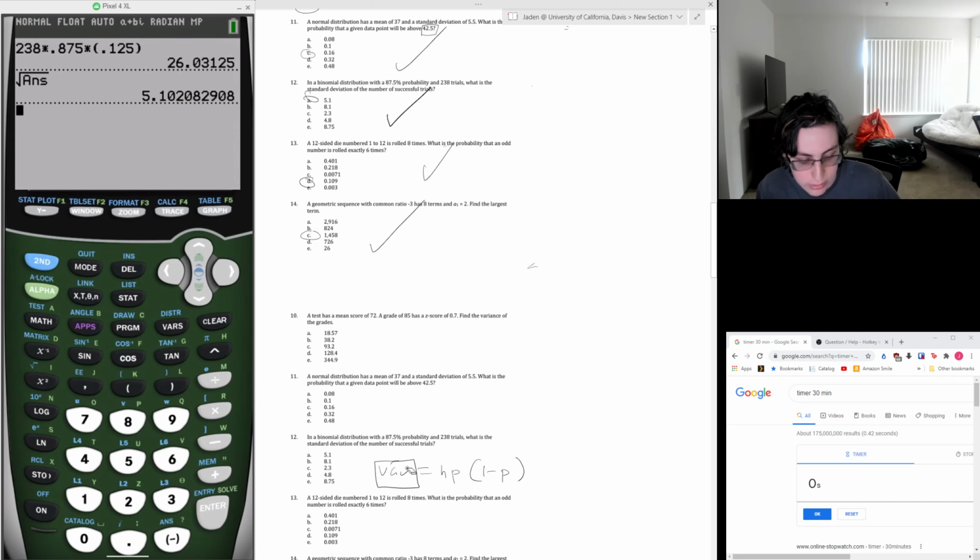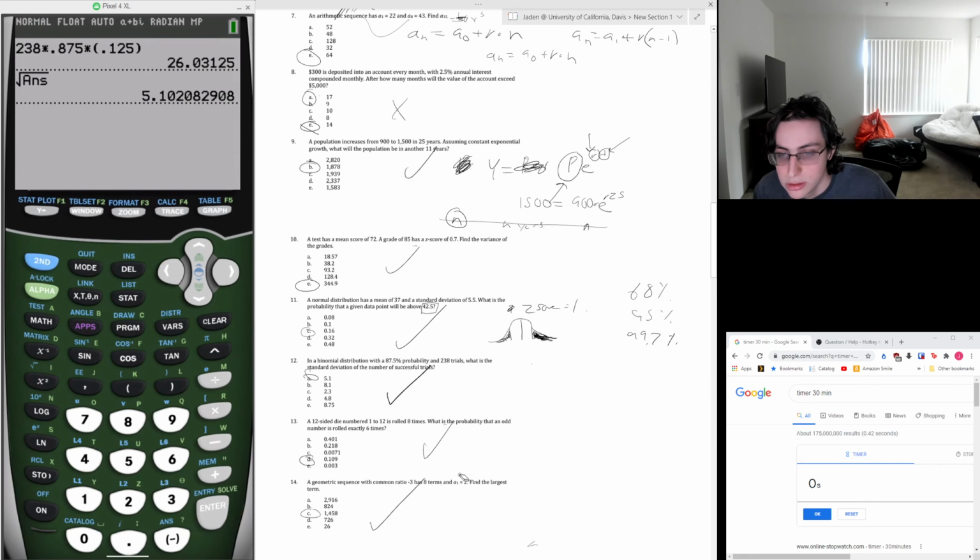Oh shoot, wait, let me go back and see if I can, because I think I accidentally erased everything. There we go. Okay, that's better. Now a 12-sided die. Anyways, yeah, np(1 minus p) for variance. The 12-sided die numbered 1 to 12 is rolled 8 times. What is the probability that an odd number is rolled exactly 6 times?